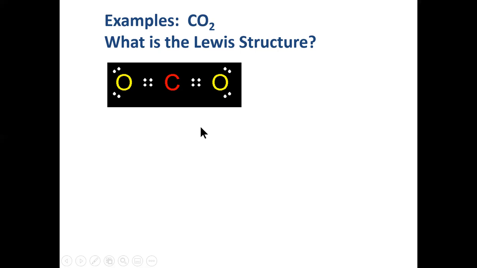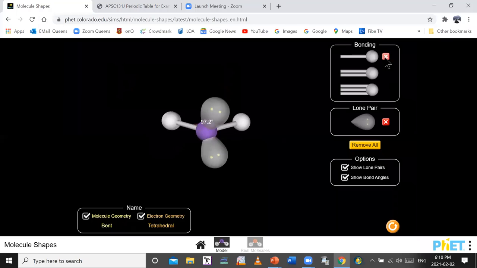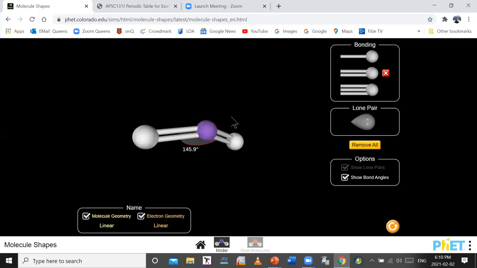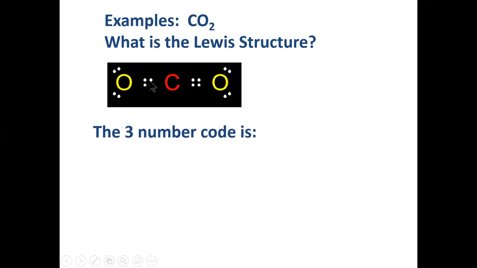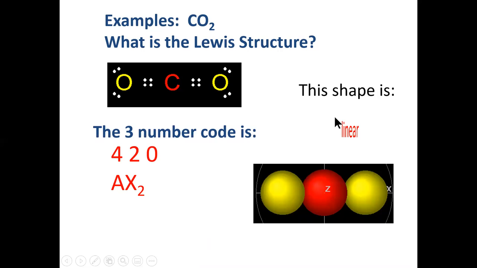So if I was gonna show you that molecule with this model here, I could show you double bonds like this. And you can see CO2 is linear in shape. 3 number code, 4 pairs of electrons around the center joined to 2 atoms, no unshared pairs. So it's a 4, 2, 0. Central atom joined to 2 other atoms. Now, when the second 2 numbers don't add up to the first number, typically it's because of double bonds or triple bonds. So shape we've established, there it is linear.